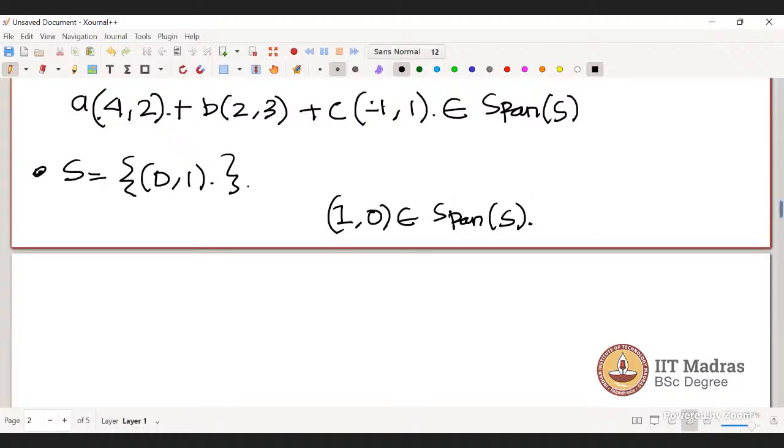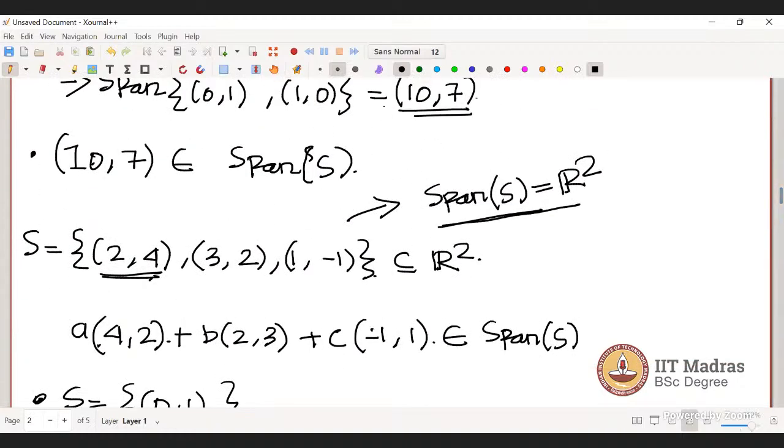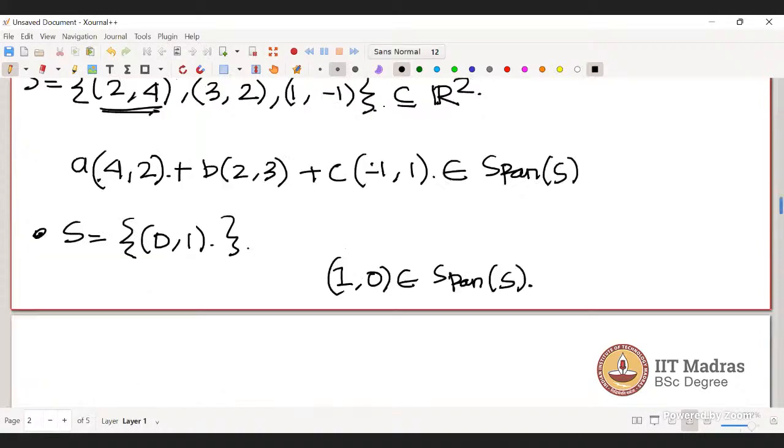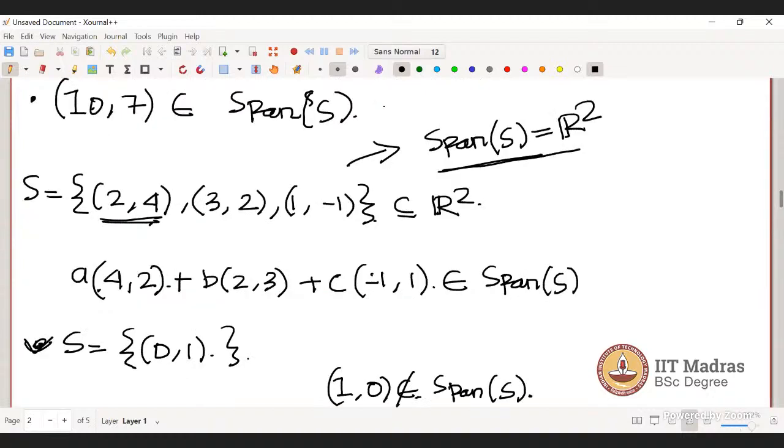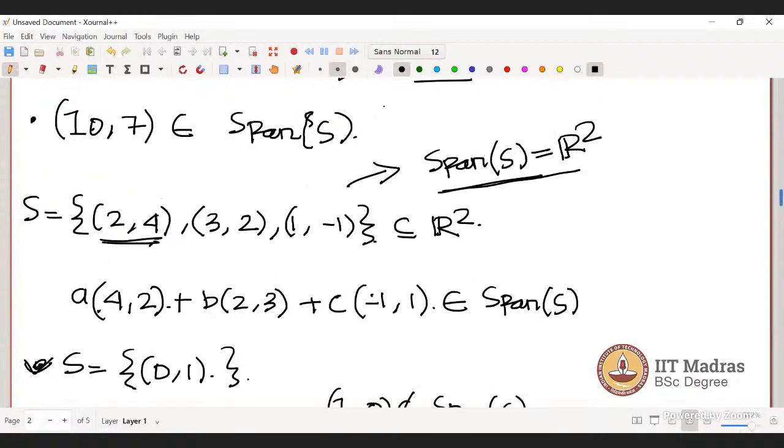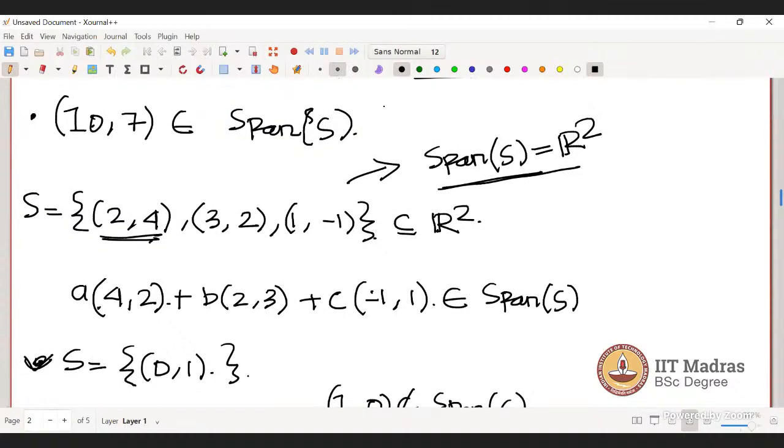So whoever asked this question, my main point is you cannot flip the coordinates. In general you cannot flip the coordinates, as I showed in this example. If S is (0, 1) and you flip the coordinates, then (1, 0) doesn't belong to the span of S. That is not true in general, but for this particular question, it turns out to be yes, you can do it because the span of S is basically R square.